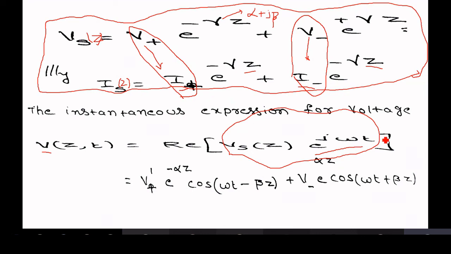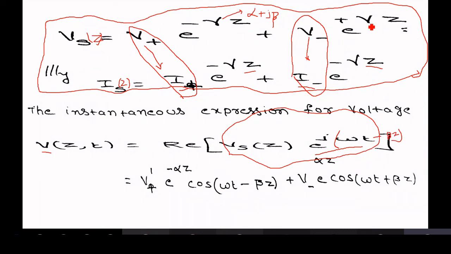If you take e power j common, you will get omega t minus beta z for one term. If you multiply e power minus j beta z and e power j omega t, and take e power j common, it will be omega t minus beta z. And the real part of this is nothing but the cos term. Real part of e power j theta is nothing but cos theta. So cos of omega t minus beta z.